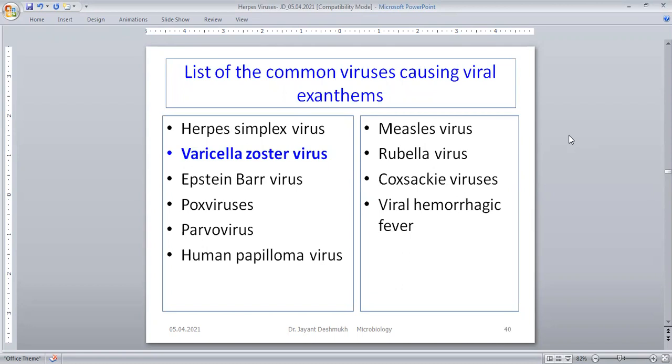Herpes simplex virus, which we discussed in the last class. Today, the varicella zoster virus, and in the next short video I will post, Epstein-Barr virus. Other viruses causing cutaneous and mucosal presentation: pox viruses, parvovirus, human papilloma virus, measles, rubella, coxsackie, and viral hemorrhagic fevers like dengue, chikungunya, and Chandipura, and others also.